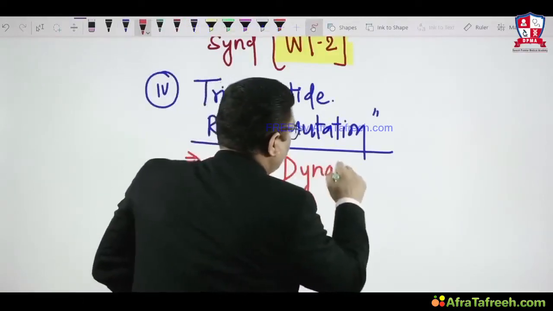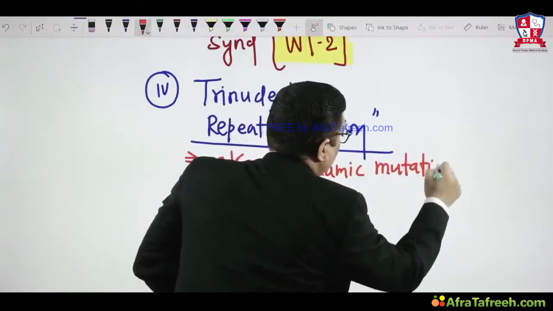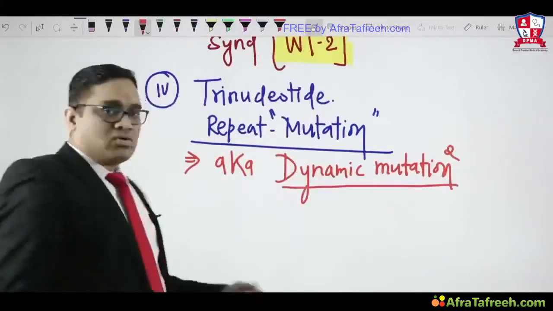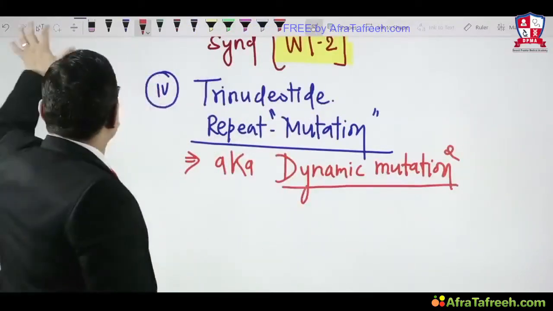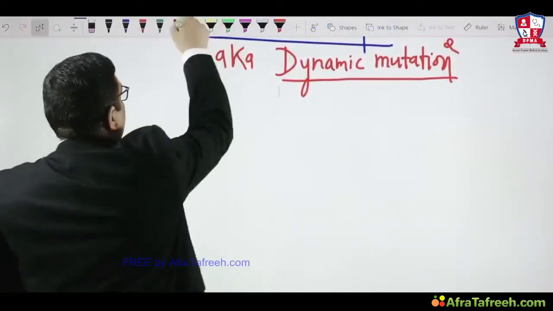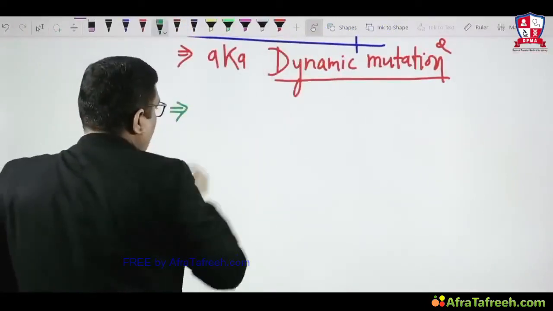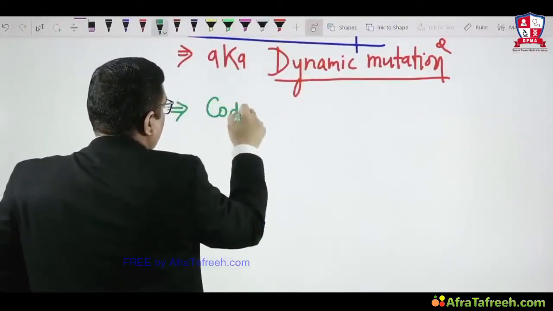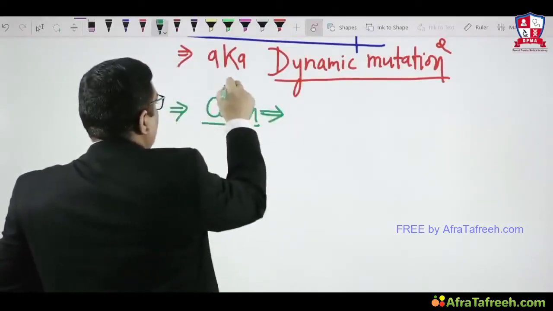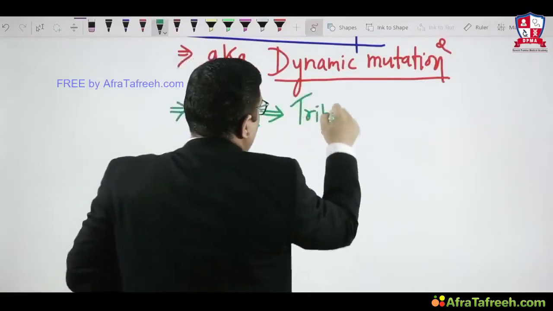mutation. This can be a future question. This is how it has been given in Harrison, so we have to keep this in our mind. Dynamic mutation is another name for trinucleotide repeat mutation. Here we have to understand some of the basics which we have learned in biochemistry also. Whenever we are seeing any codon, codons are normally arranged in triplets.